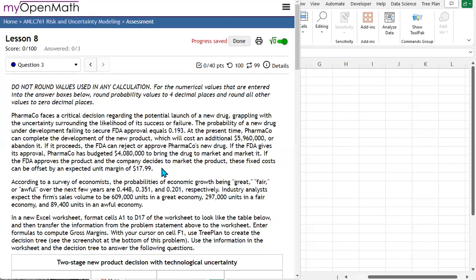That's price above cost. According to a survey of economists, the probabilities of economic growth being great, fair, or awful over the next few years are 0.448, 0.351, and 0.201, respectively. Industry analysts expect the firm's sales volume to be 609,000 units in a great economy, 297,000 units in a fair economy, and 89,400 units in an awful economy.